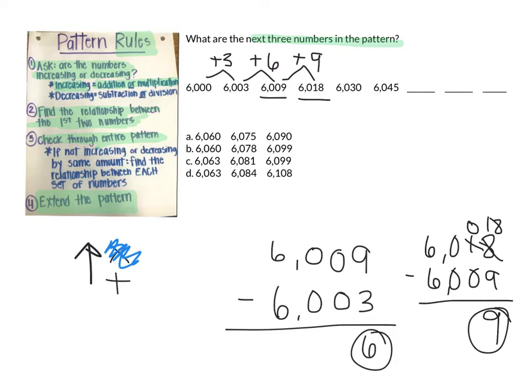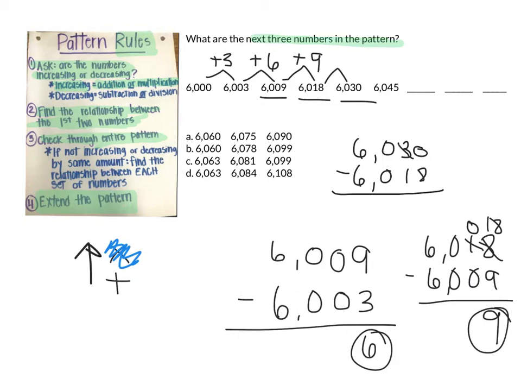Now let's go ahead and do the same thing for my next two numbers, 6,018 and 6,030. We can take the bigger number, put it on top, 6,030, take away 6,018, and find the difference. 0 minus 8, we can't do that, there's more on the floor. So we go next door and borrow.